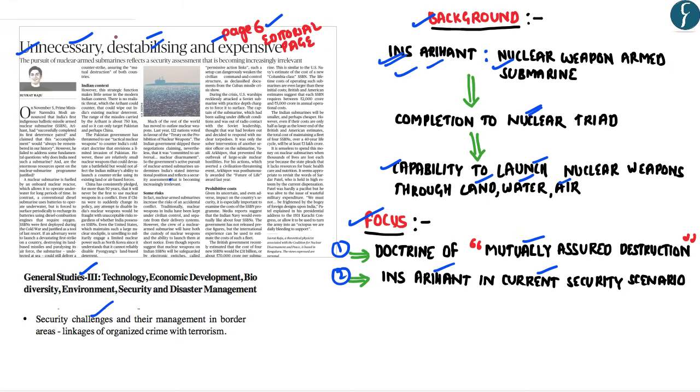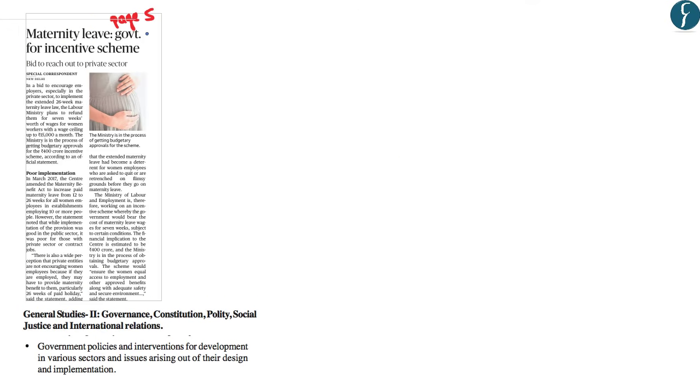So, having discussed all the aspects related to this particular article, let us now move to the next article. The next article appears on page number 5. The title of the article is Maternity Leave, Government for Incentive Scheme. This particular article talks about the challenges with respect to the implementation of Maternity Benefit Act. Hence, this particular article shall be important from the perspective of GS Paper 2 Governance under the subsection Government Policies and Interventions.